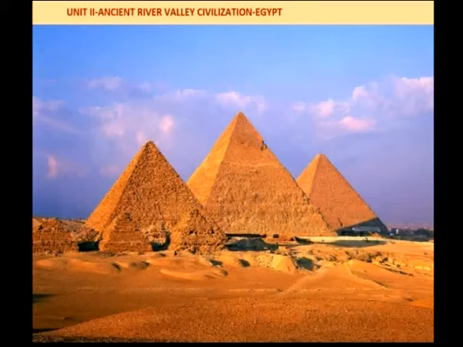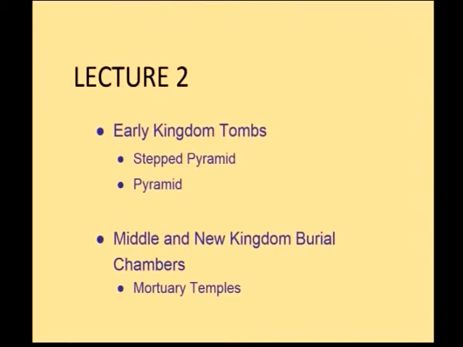Earlier, in the first lecture, we had a look at the various factors which influence Egyptian architecture and the evolution of the pyramid from mastabas to step pyramid to pyramid. In today's chapter, we are going to have a detailed look into the step pyramid, and then the Middle and New Kingdom burial chambers and mortuary temples.